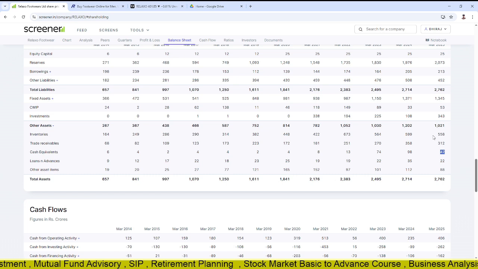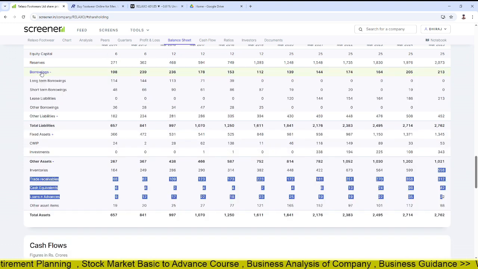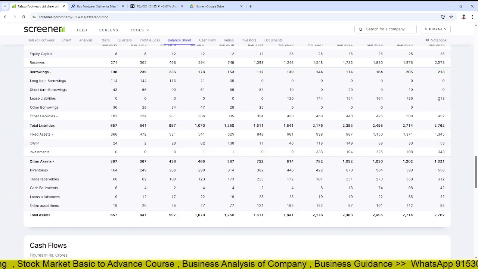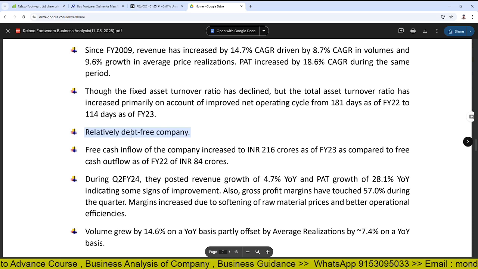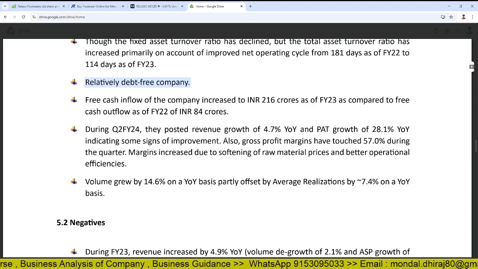So if I am adding this particular part, then this 213 CR of borrowing is negligible. It can be eliminated by the help of this asset. And you can see these are the lease liabilities. That means company basically has some lease liabilities. So this is almost negligible debt. So we can consider it a relatively debt free company. Very good point, very interesting point, and we can consider this as a strong point.